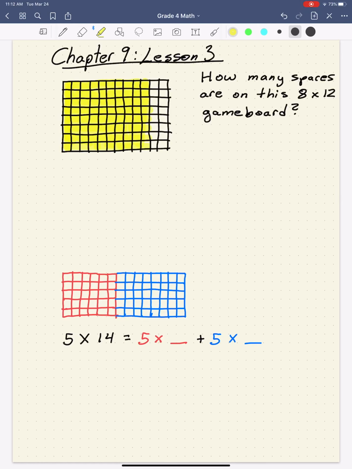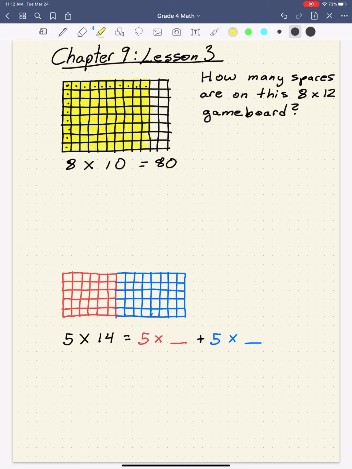So the yellow section is 8 times 10. So we have 1, 2, 3, 4, 5, 6, 7, 8. 1, 2, 3, 4, 5, 6, 7, 8, 9, 10. Okay, 8 times 10. So that equals 80.